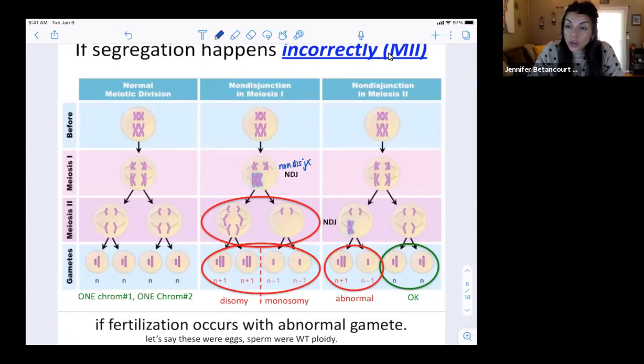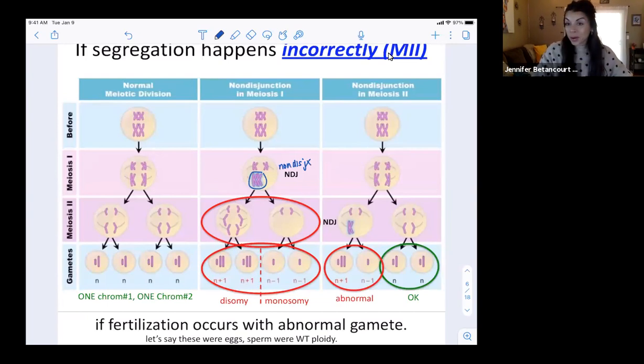So when non-disjunction occurs, it typically only occurs with one chromosome. Even rarer, will you see non-disjunction happening for multiple chromosomes in a single cell. So you see how it's only happening to this tetrad? It's not going to happen to all tetrads. The percent of that is like 0.002, something crazy. It's a very, very small chance of that happening. But if it does happen, it's called complete non-disjunction.